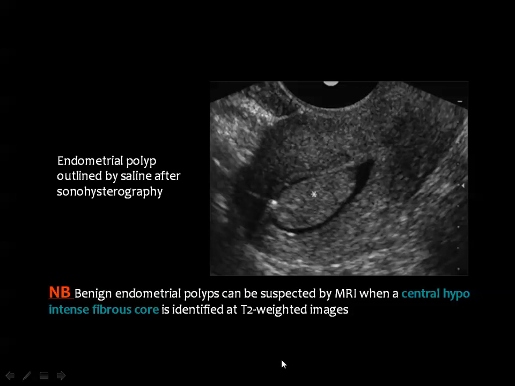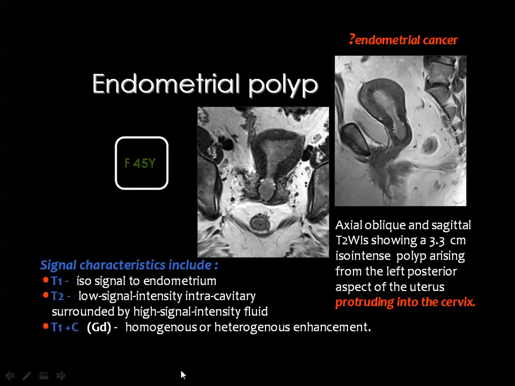In the literature, they say that if on MRI you detect a central hypointense fibrous core, this may help you to justify the possibility of an endometrial polyp. But actually, we need the biopsy and the curettage to be sure that you are dealing with an endometrial polyp, not an endometrial cancer.